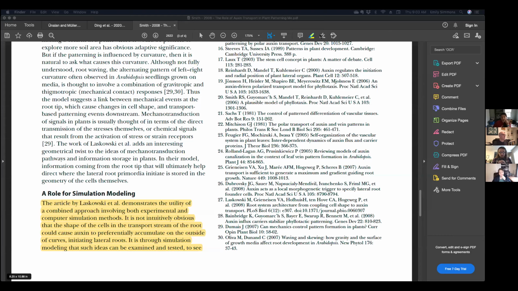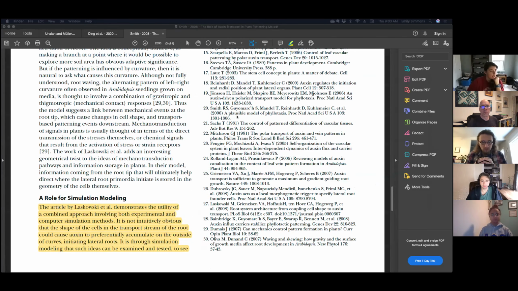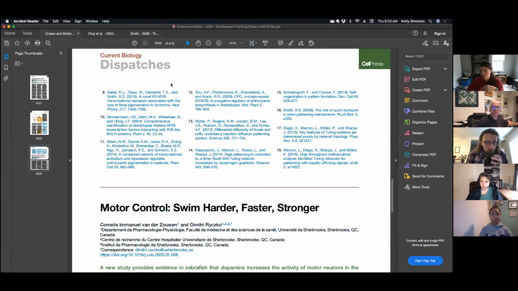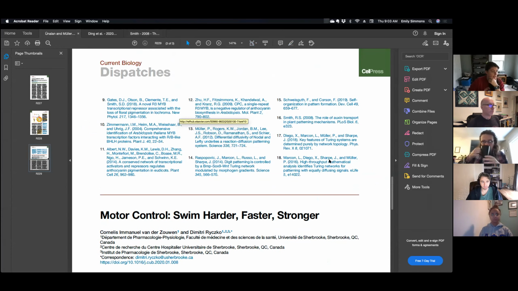So the paper that I asked you all to read, can you see the PDFs? That you should be looking at PDFs. Yeah, we can. Okay. I wanted to make sure I was sharing the correct monitor.